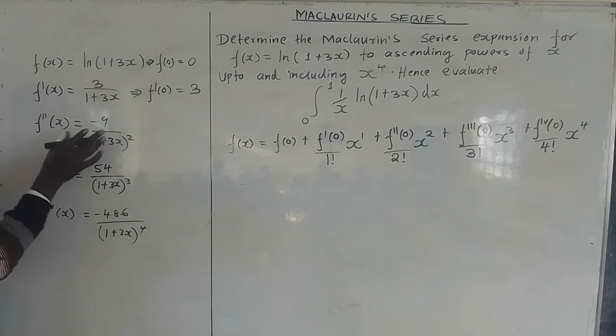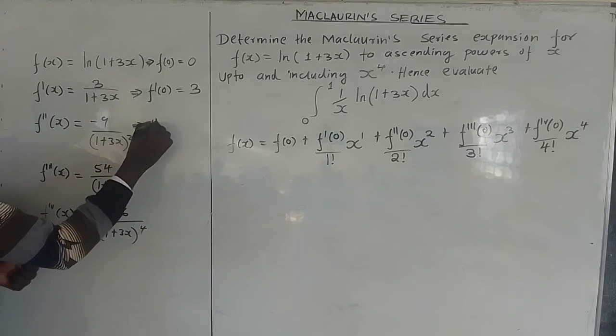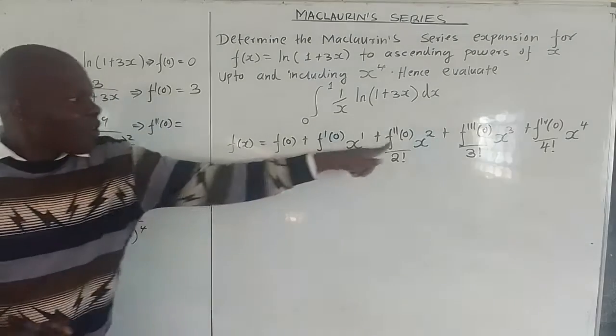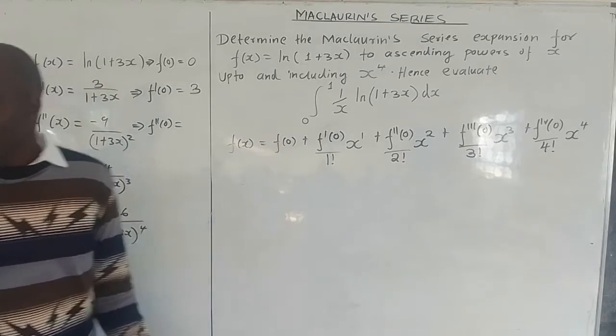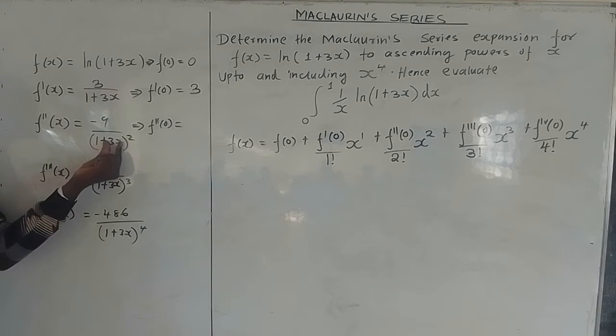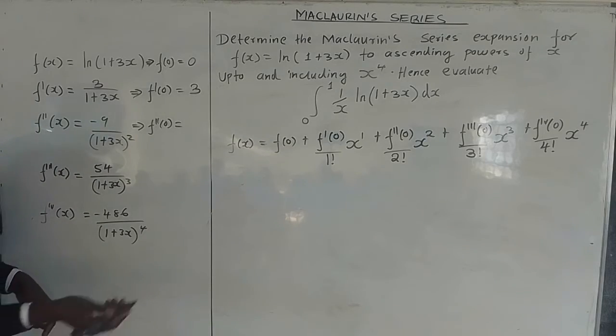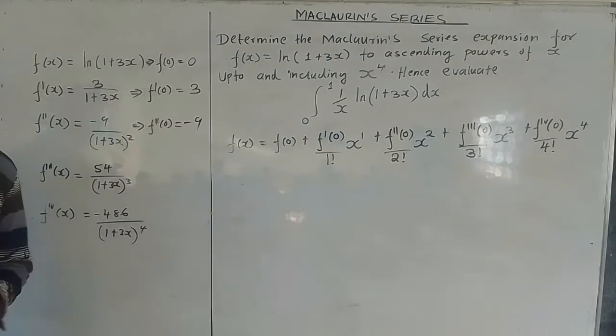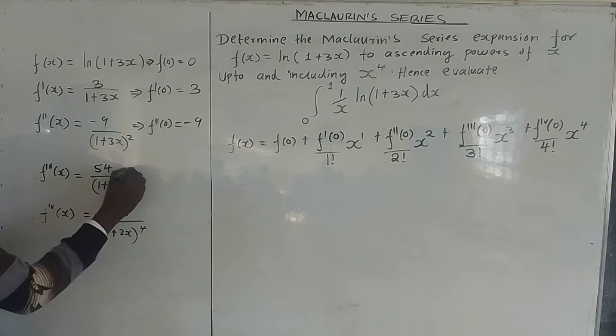Yes. I go to the next one. f double prime of 0. We are looking for this term. f double prime of 0 meaning where there is x, you put 0, isn't it? So we have 3 times 0 is 0. So we have 1 squared is just 1, isn't it? So negative 9 over 1 is just negative 9. And you are done with that term. Are we together? We go to the next one.